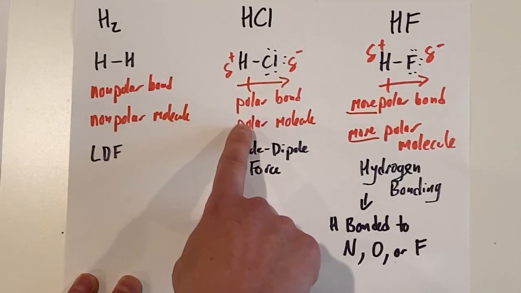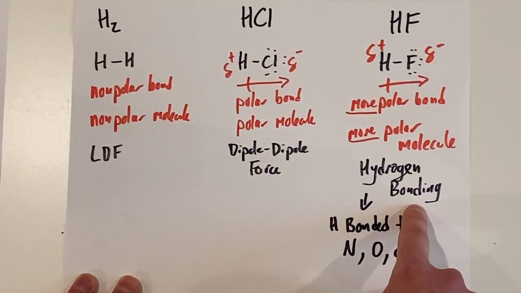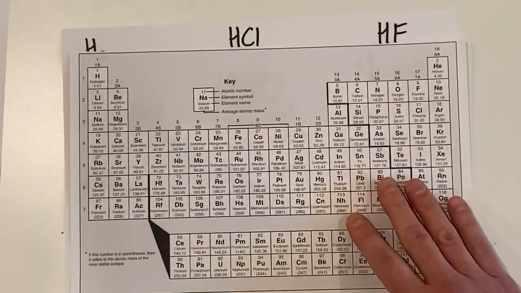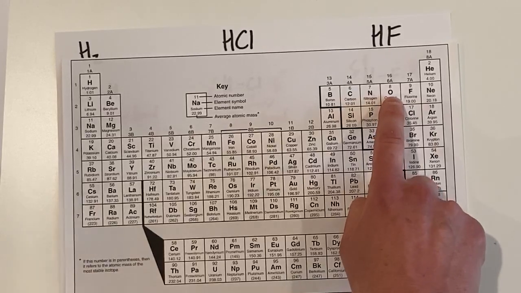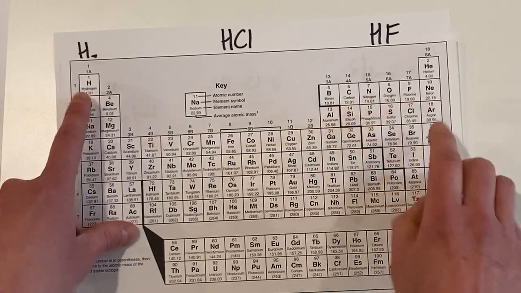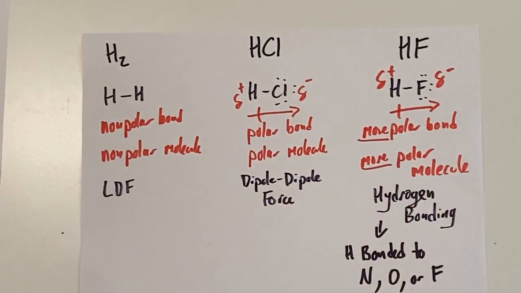If you have a polar molecule, then you could have either dipole-dipole forces or hydrogen bonding. Hydrogen bonding occurs when you have an H, a hydrogen, bonded to an N, O, or F. If you remember, nitrogen, oxygen, and fluorine are the most electronegative elements. So bonds between hydrogen and nitrogen, oxygen, and fluorine are going to be the most polar bonds. So therefore, we have more polar bonds, we're going to have more polar molecules. All right, so let's go back to our worksheet and we can solve problem 6.